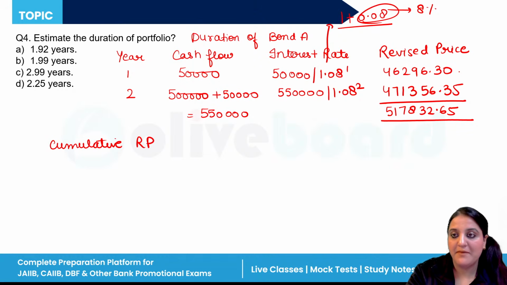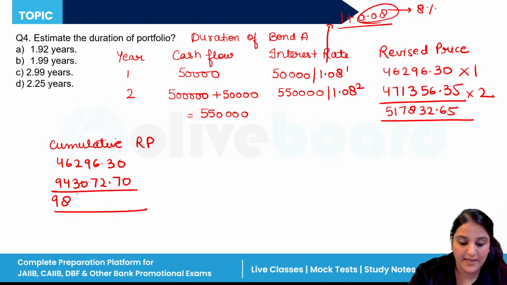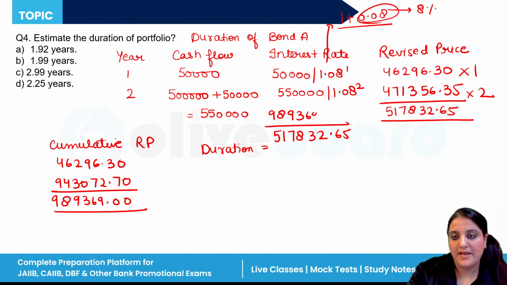revised price by multiplying with 1 and by multiplying with 2, that is 46296.30, and here we got 943072.70. So add it, it will be equal to 989369.00, and then duration is equals to this 517832.65 and in numerator 989369.00, which is equals to 1.91 year.